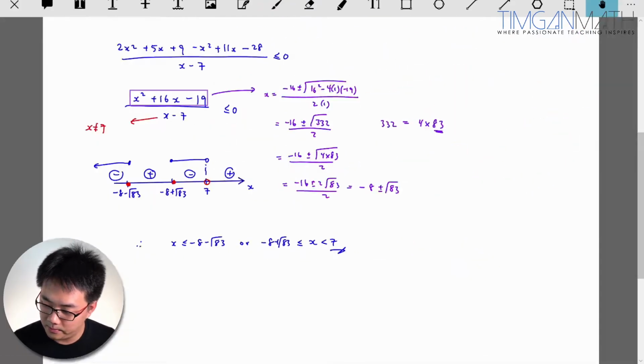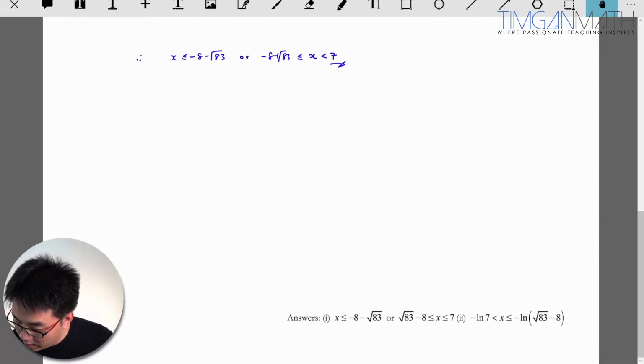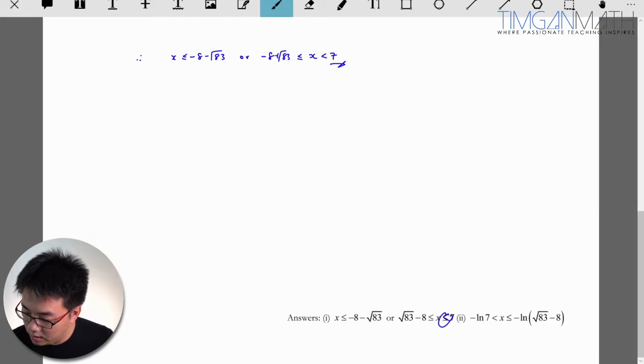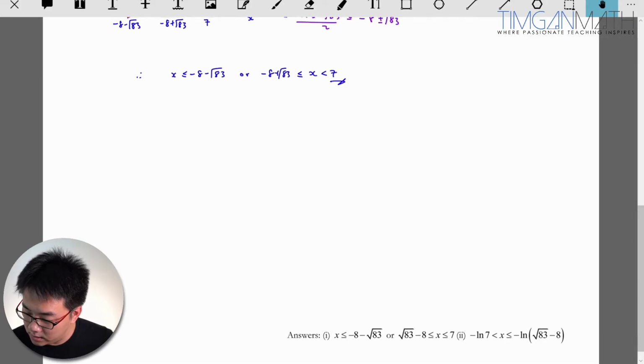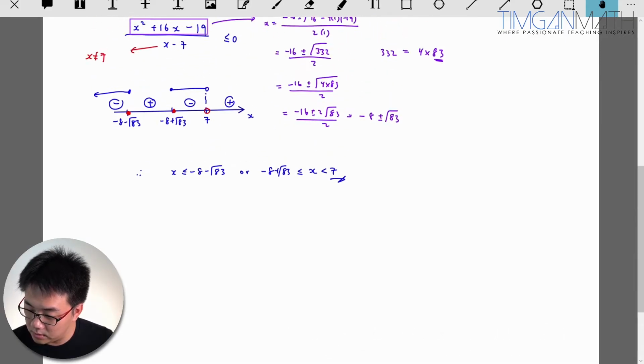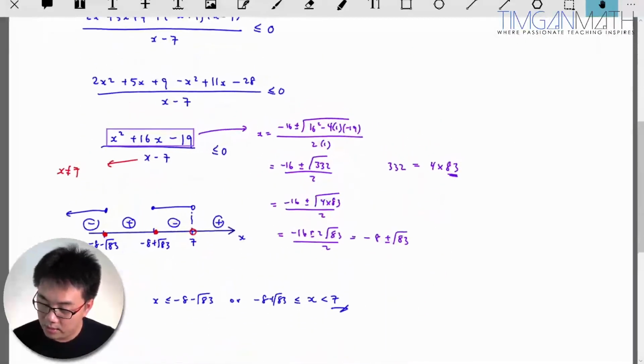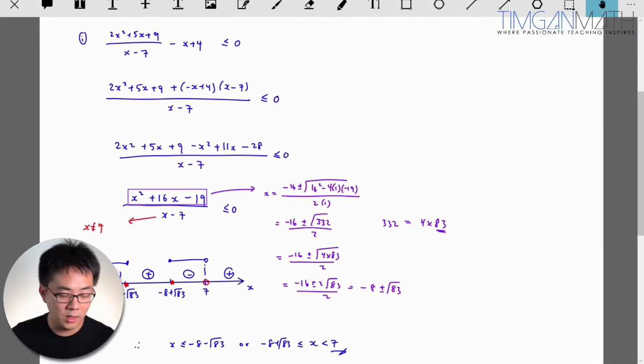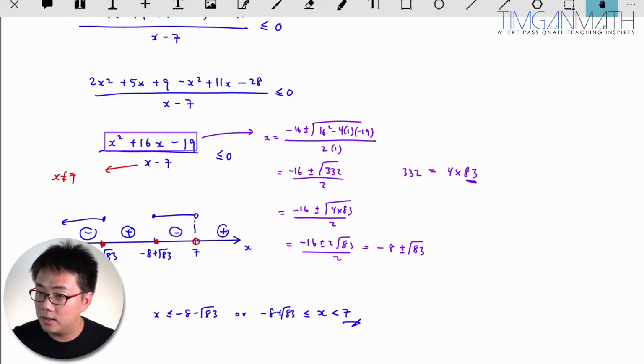Let's see. Alright, why is that equal 7? My goodness, it shouldn't be equal to 7. Typo here, sorry. This should not be equal to 7, I think. Minus 8, 7. So it shouldn't equal to 7. Alright, so that's how we do it. I'll just pause for a while. Any question? Second part, let's look at the second part.